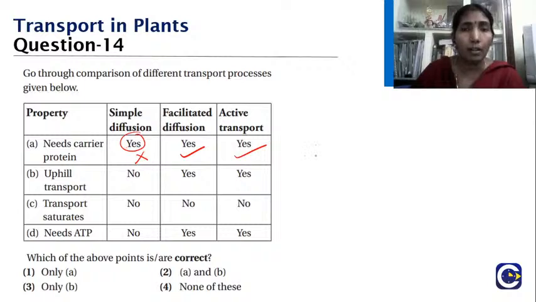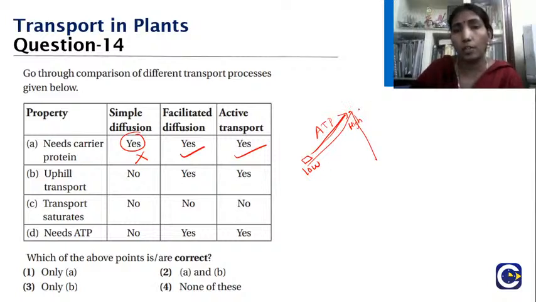What about uphill transport? I already said, imagine a car is here. To push the car to the top of the hill, you need energy, right? So when I say it is from a lower concentration to a higher concentration, that is uphill transport, whereas passive transport is always from higher to lower. So that way you go over one hill. In simple diffusion, no. In facilitated diffusion, yes. Diffusion is a type of passive transport, so only this will fit.